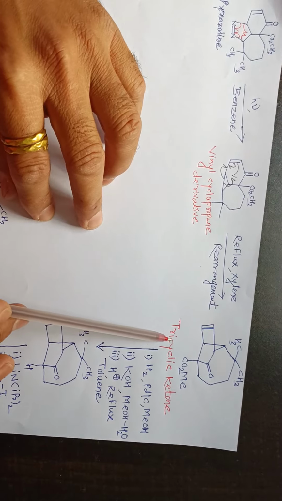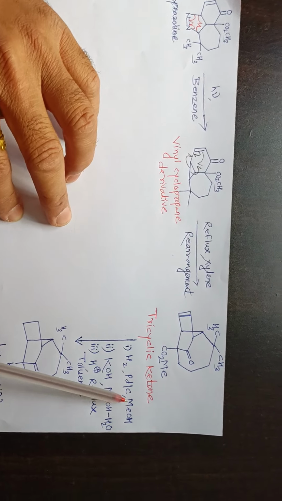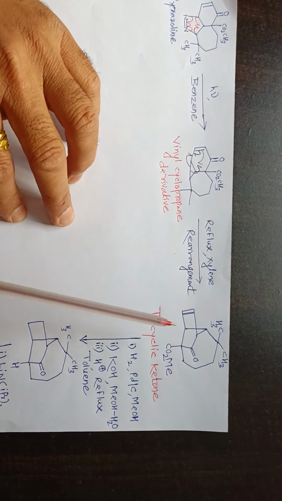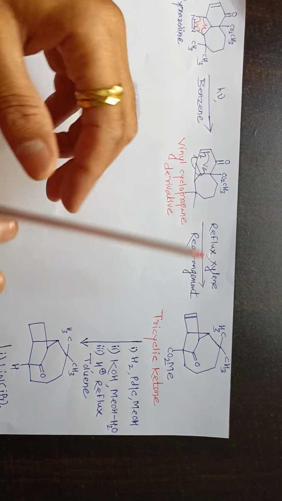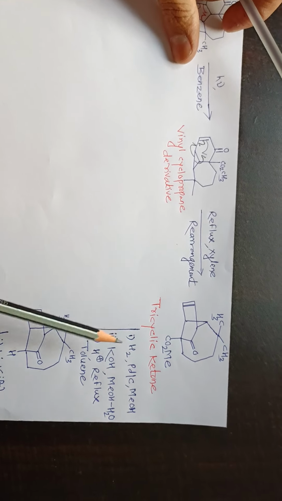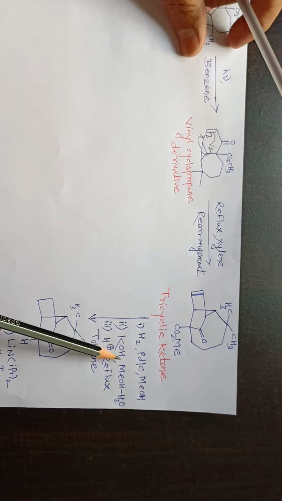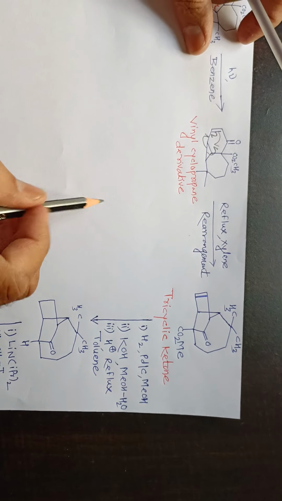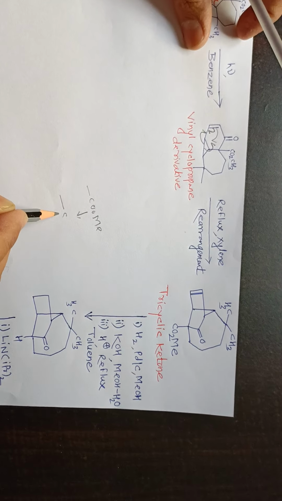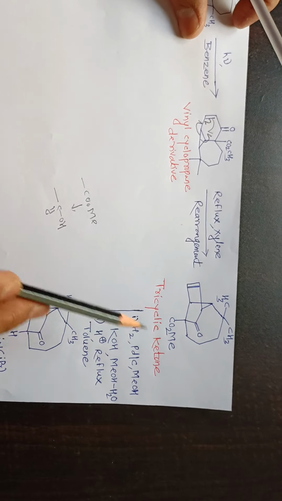Then that tricyclic ketone was allowed to react with H2, Pd/C in methanol. So this is simple hydrogenation reaction under H2, Pd/C condition. That double bond will undergo reduction into single bond. Then in next step, that compound was allowed to react with KOH in methanol water. Under basic hydrolysis medium, that ester will convert into acid. So this is simple hydrolysis of ester into acid.